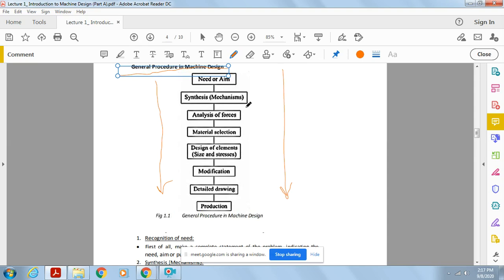Then synthesis. Synthesis means the mechanism, that is, the procedure you are actually adopting. That is called synthesis. Next comes analysis of the forces. If you are designing any automotive components, you have to consider the different forces, external force, internal force, whatever forces may be acting on this particular system. So we then go through the analysis of the different forces.